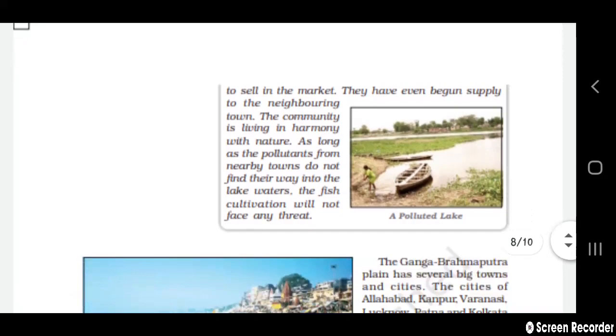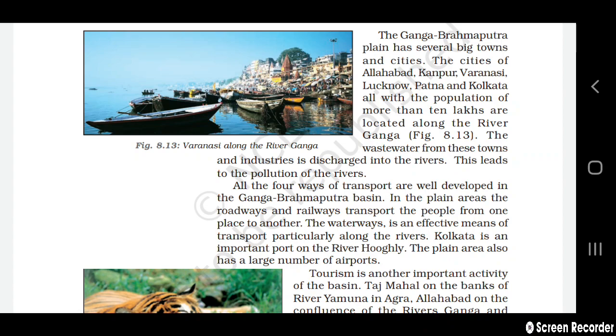Next, the Ganga Brahmaputra plain has several big towns and cities. Cities like Allahabad, Kanpur, Varanasi, Lucknow, Patna and Kolkata, all with a population of more than 10 lakh, are located near the river Ganga. The wastewater from these towns and the industries is discharged into this river. This led to pollution of the river.